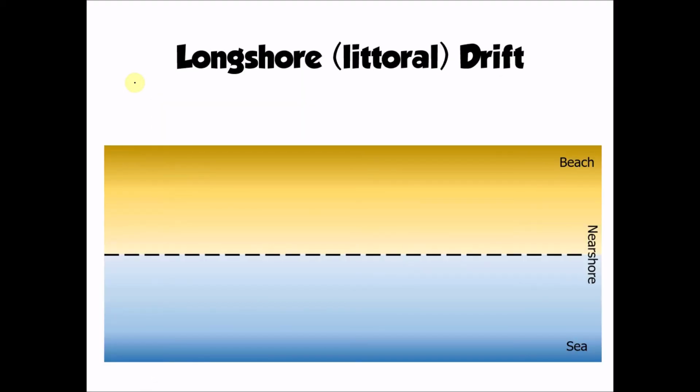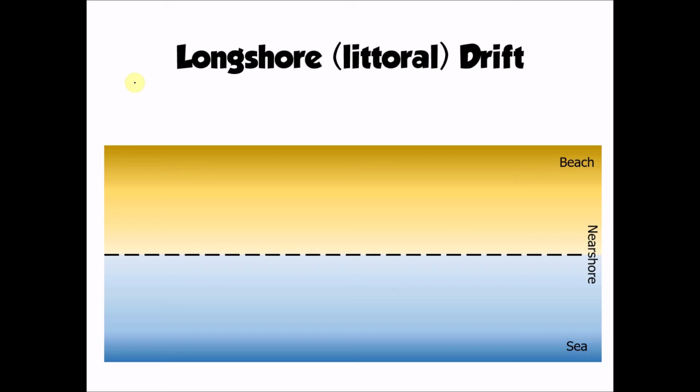Another important process of transport at the coastline is longshore drift or littoral drift. It's important that you're aware of that other term that we use for this process. So this is the process by which material is moved along the coast, and it could be moved by traction or saltation or suspension. All of those processes we've just talked about could be involved here.